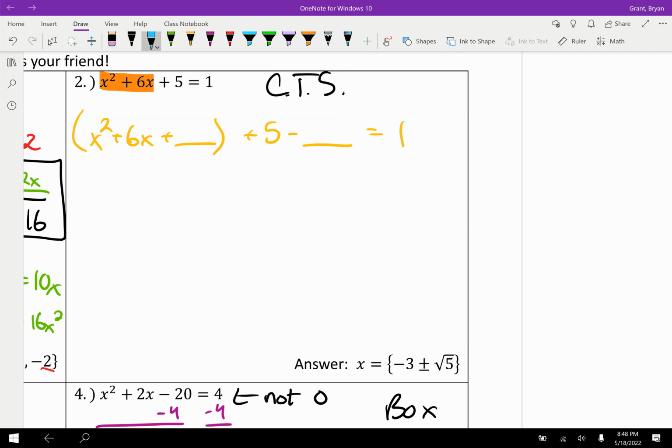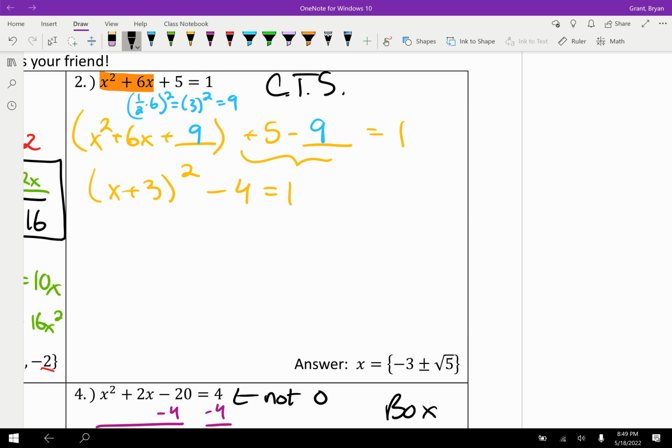What is the magic number? Well, we need half of 6 and then squared. Half of 6 is 3, 3 squared is certainly 9. X squared plus 6x plus 9, we also better subtract off the 9. Then we factor. We know how to factor this quickly. X plus 3 squared. Combine your like terms. 5 minus 9 is negative 4, equals 1.